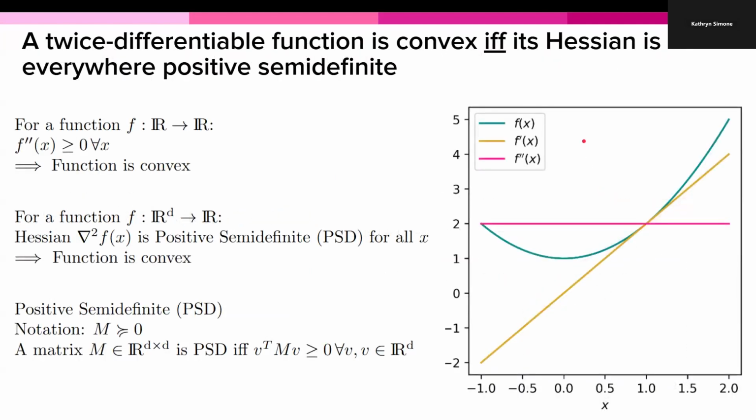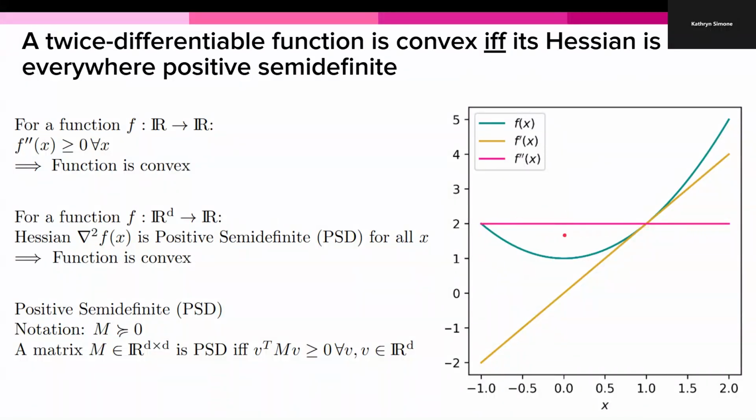Another sufficient condition for convexity is based on the second derivative. Specifically, a twice differentiable function of one variable is convex if and only if its second derivative is greater than or equal to 0 for all points in its domain. For example, if we had a function of one variable, say x squared, like this bluish-green line here, then its first derivative would be 2x in yellow, and its second derivative would be 2, which is positive for all x.